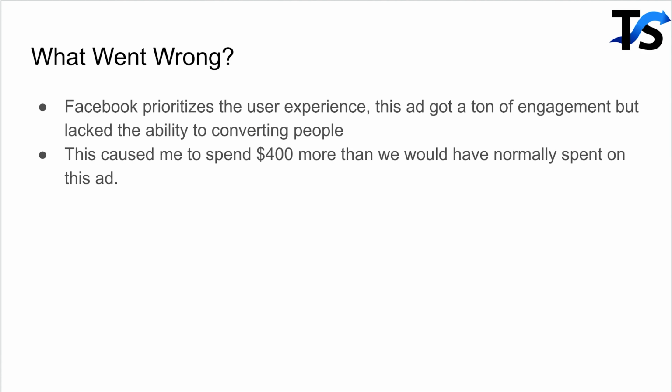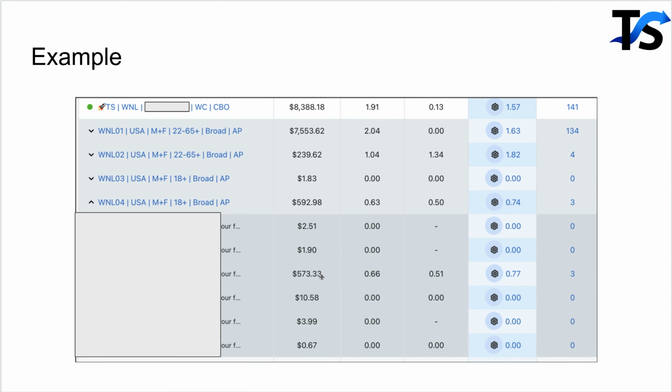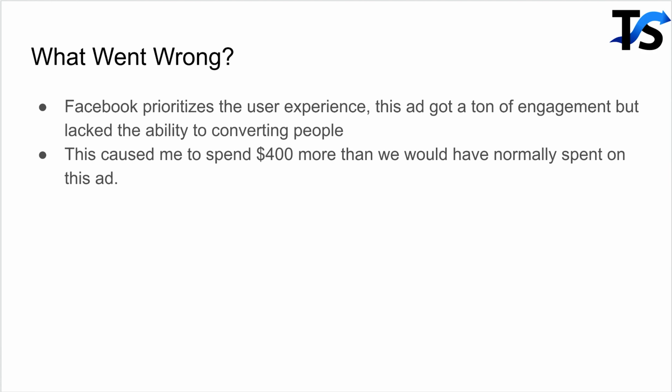What went wrong? Well, again, Facebook prioritizes the user experience, and this particular ad in this group got a ton of engagement, in terms of a lot of people were clicking on it. A lot of people were engaging with it, like commenting and reacting to it. But the ad was not built to convert people. It does a really good job of grabbing attention, but it does a bad job at educating people on the product, a bad job at really selling people. It does a really good job at grabbing a lot of attention though, and engagement. That's it. So this caused me to spend $400 more than what we would have normally spent on this ad.